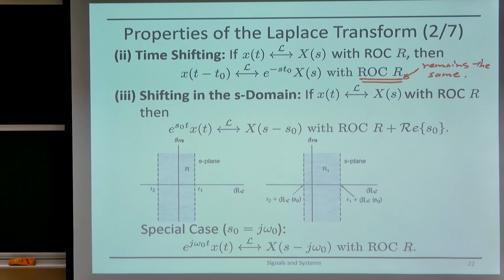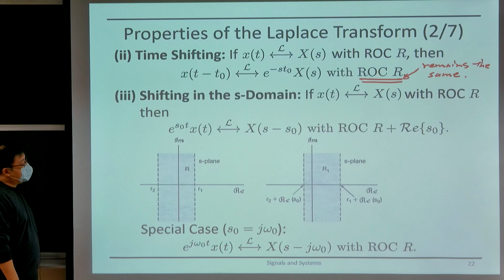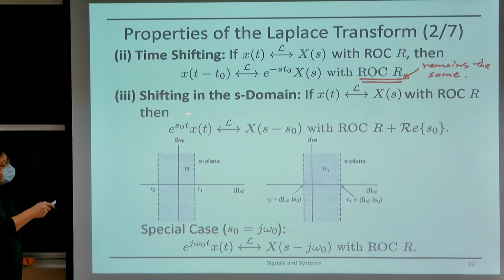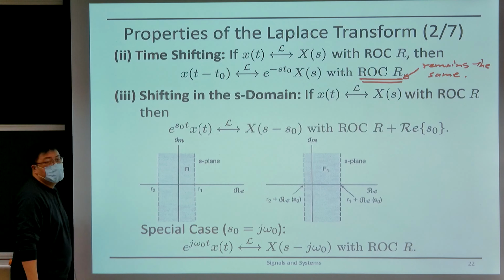Now, what if you're looking at shifting in the S domain? Suppose that you look at this shifting by S naught in the S domain. Then this corresponds to e to the power S naught t times x of t in the time domain.